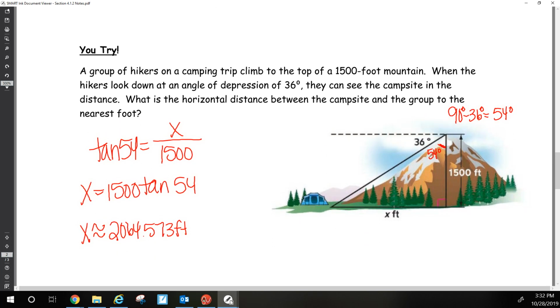All right, that's it for video 2. Video 3 is example number 3. We're going to start looking at what if I have to have 2 triangles in order to solve my problem. And this makes some of these questions incredibly challenging.